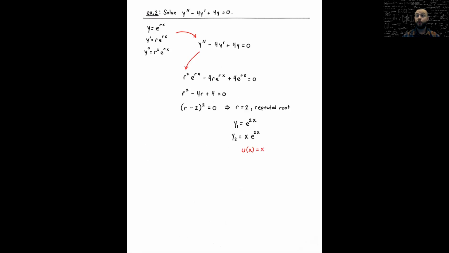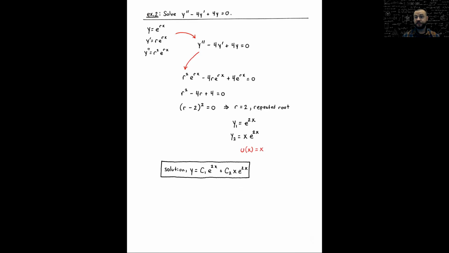At this point, we are done. y1 is e to the 2x, y2 is x times e to the 2x, and we get our solution. There are no initial conditions here, so this is as best as we can leave it. We don't have any information to solve for the values of C1 and C2.